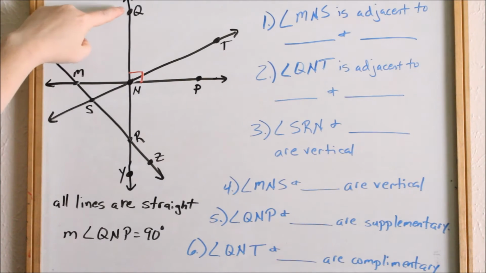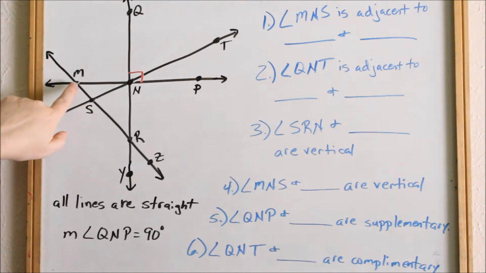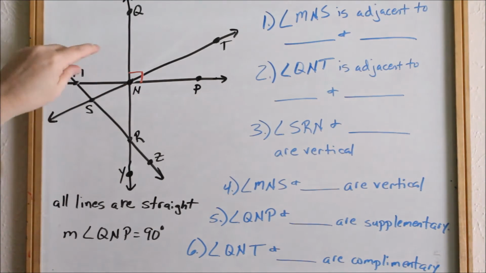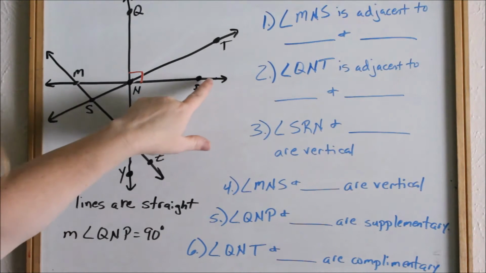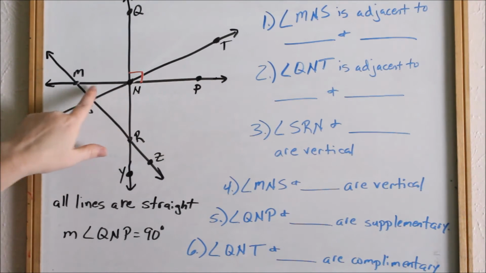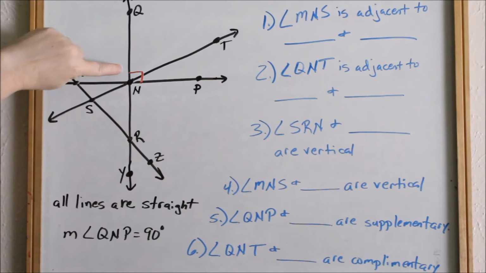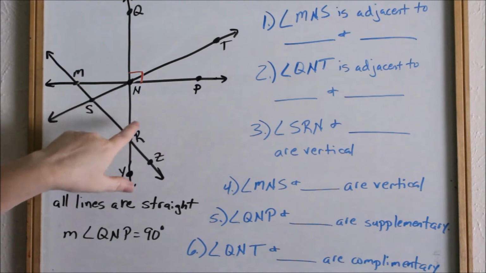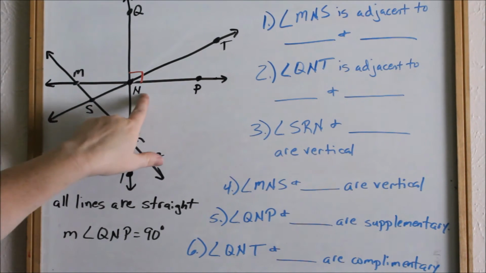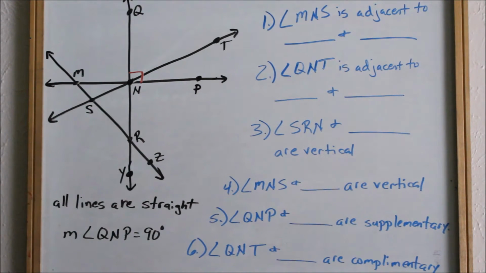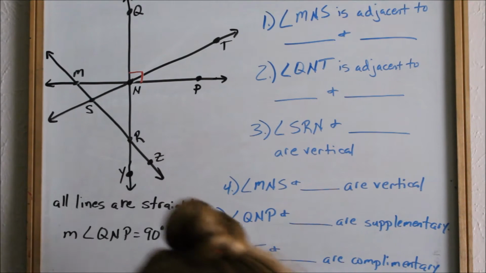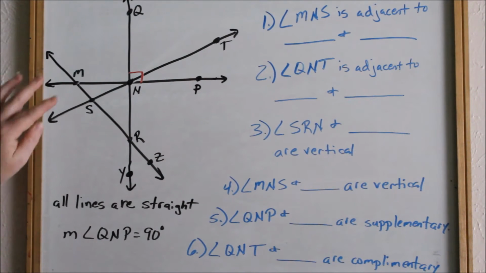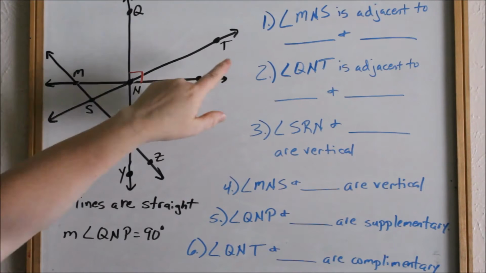Okay? This also is telling me that QNM is also a right angle because if line MP is a straight line, which is 180 degrees, then this angle right here also has to be a right angle. All these that look like square corners will be a right angle. Like this one right in here is going to be a right angle because all of our lines are straight lines. Alright, so let's just look at our problems.